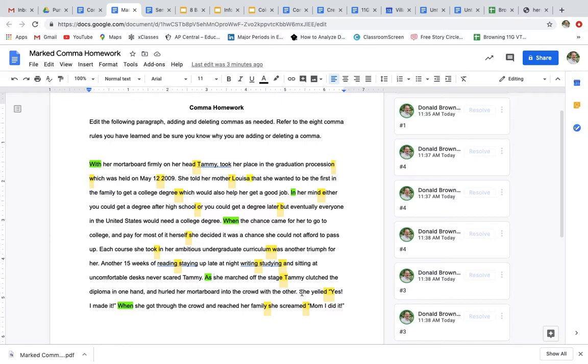She yelled, yes, I made it. Okay, whenever you have the pronoun and the verb, and then you have a direct quote, you need to put a comma. When she got through the crowd and reached her family, okay, so you have the signal word when, so we know we need to have a comma here. She screamed, because of the quote, Mom, I did it.